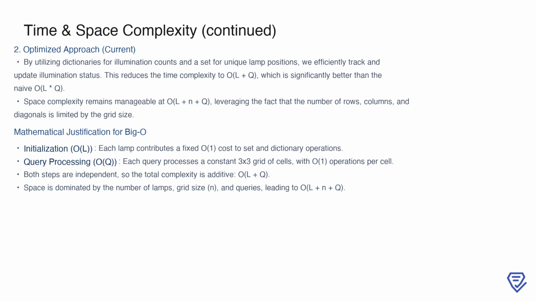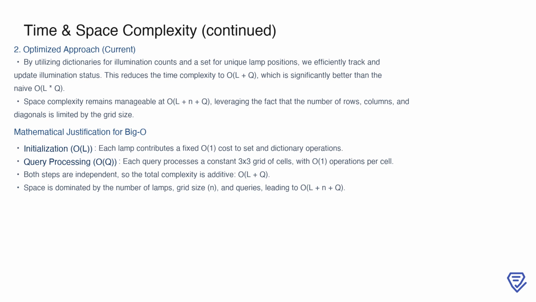By employing dictionaries to track illumination counts and a set to manage unique lamp positions, we reduce the time complexity to O(L + Q). This is a significant improvement over the naive O(L * Q). The space complexity, on the other hand, remains manageable at O(L + N + Q), as it efficiently leverages the limited number of rows, columns, and diagonals in the grid.